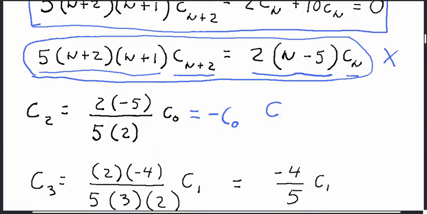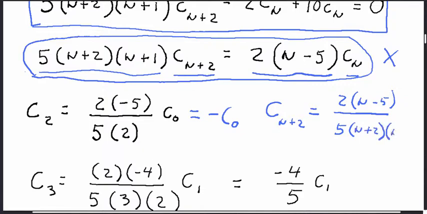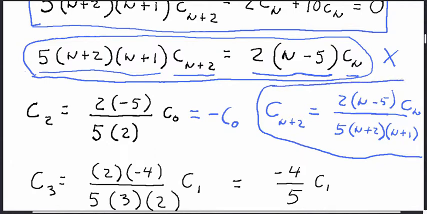You get c sub n plus 2 is always equal to 2 times n minus 5 divided by 5 times n plus 2 times n plus 1, and then we have to multiply that by c sub n. So you see, this equation allows us to find the c sub n plus 2 given c sub n. Okay, so that's what I'm going to do here, is try to get an understanding of what the coefficients are doing.